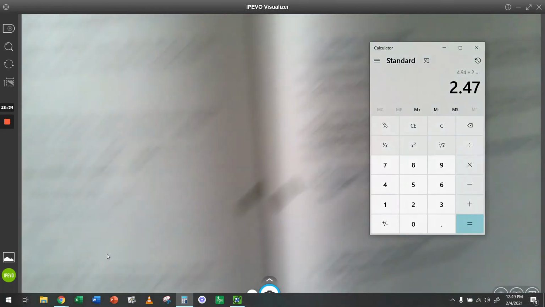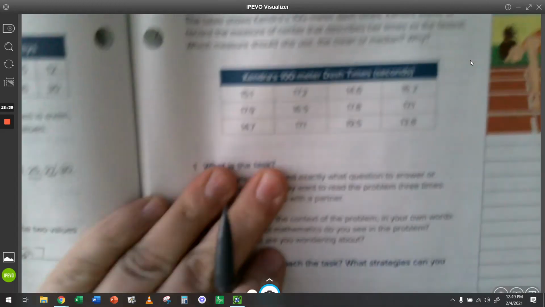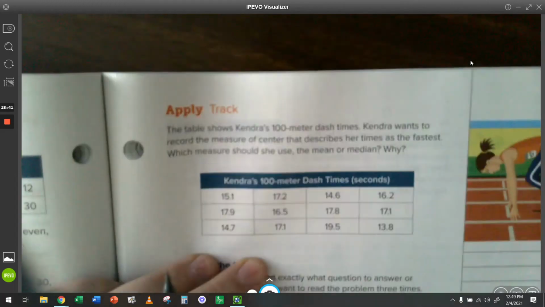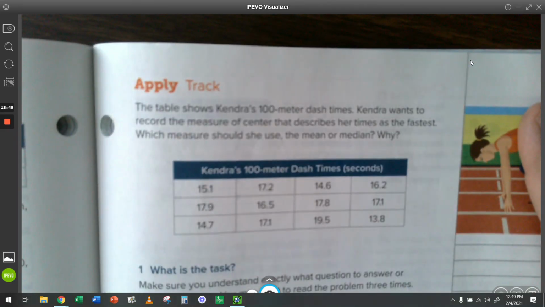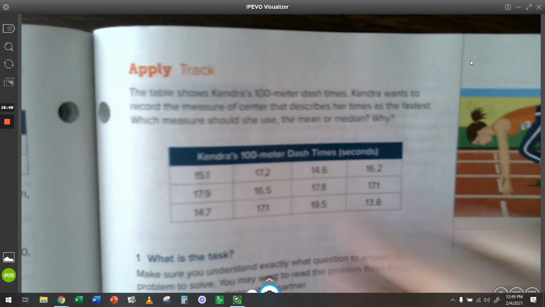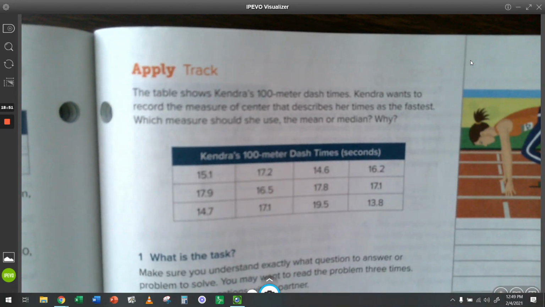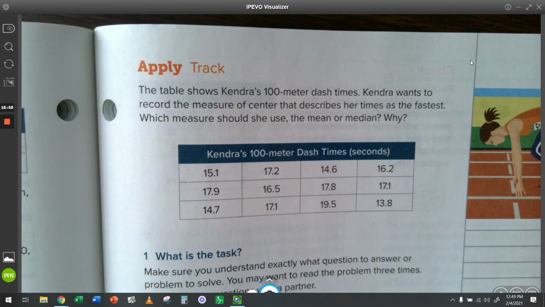Okay. All right. Now on to our apply question. As always, please make sure you try this one and email me your answer. The table shows Kendra's 100-meter dash times. Kendra wants to record the measure of center that describes her times as the fastest. Which measure should she use? The median or the mean, and why? So which one makes the most sense?